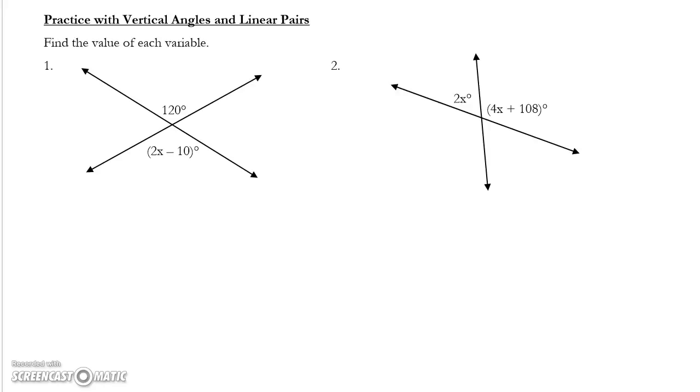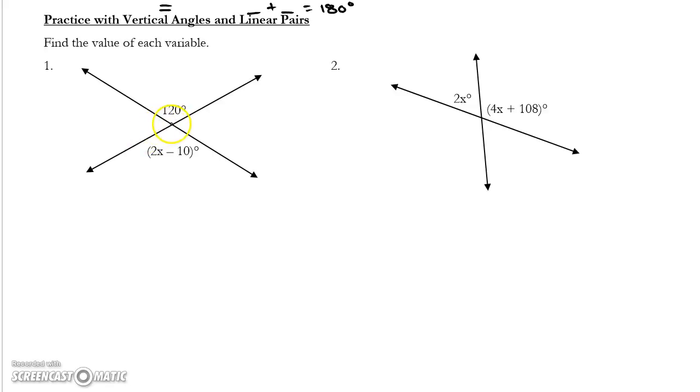So the examples here on the back are designed to get practice with vertical angles and linear pair. Remember, vertical angles are congruent, so those two are equal. A linear pair forms a line, which means that those two angles are going to add and equal 180 degrees. The big thing is being able to identify what situation you have.